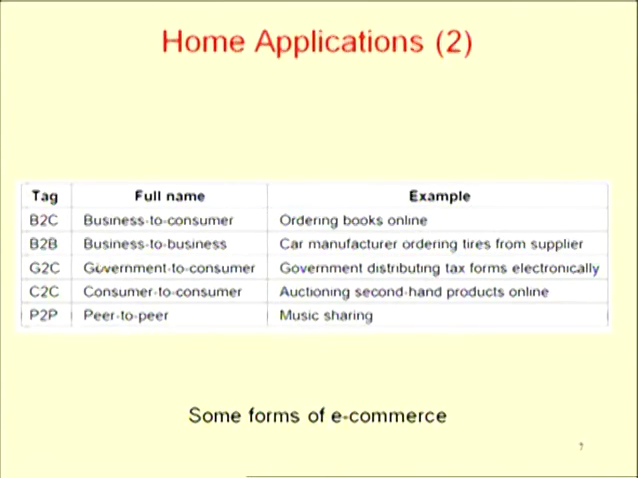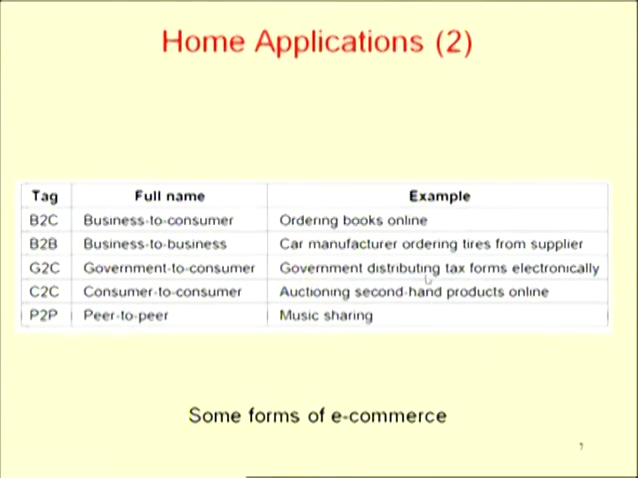Then business to business communication. Here we are talking about a car manufacturer ordering tires from a tire manufacturer. So none of them are consumers, they both are business houses. This is a business house, and this tire manufacturer is also a business house. So this is an example of B to B.